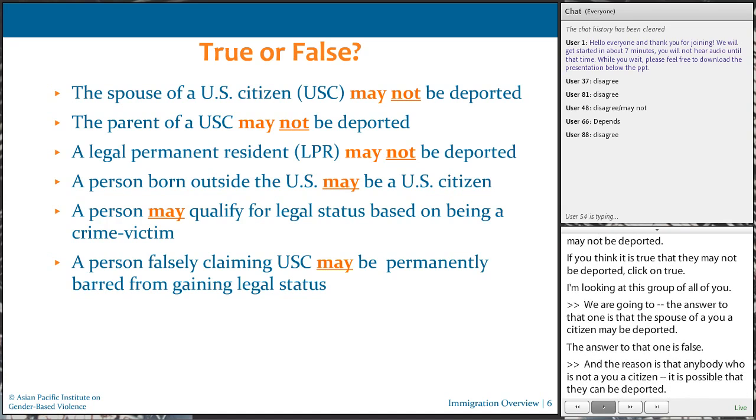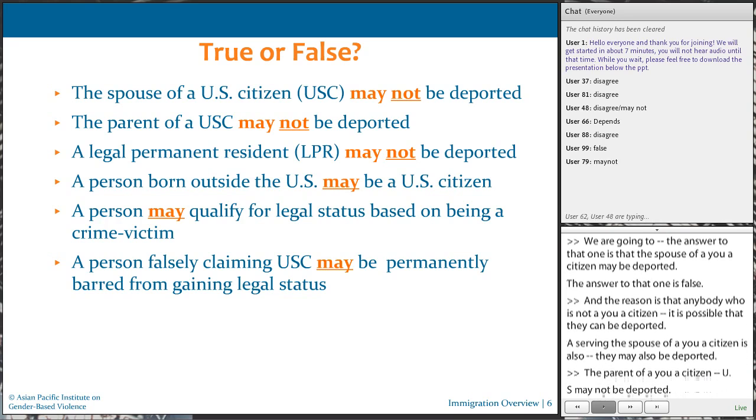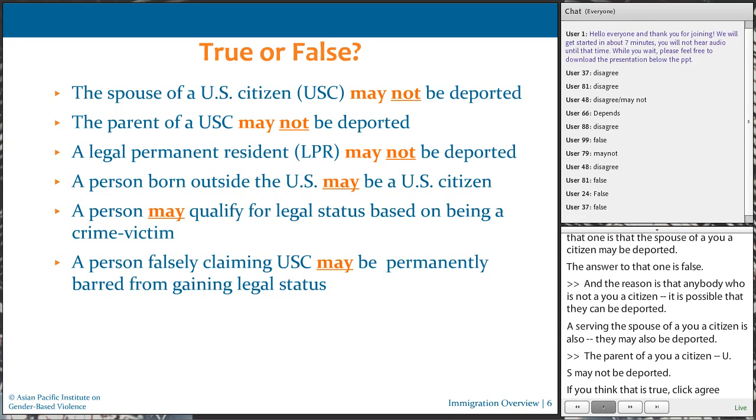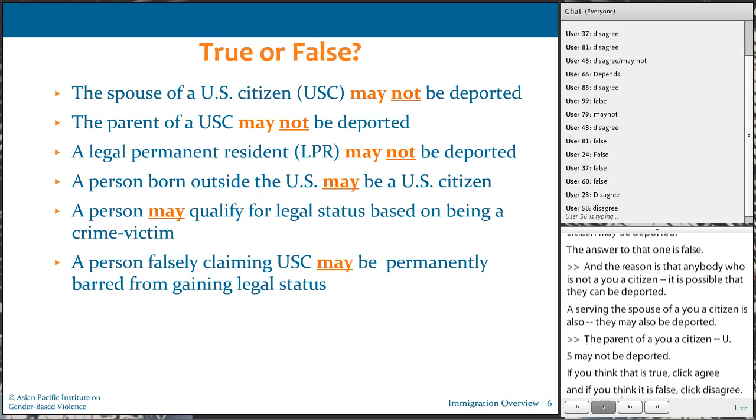Okay, next question. The parent of a U.S. citizen may not be deported. True or false? If you think that's true, click true or agree, and if you think it's false, click disagree. Okay, I think folks have caught that one since I gave the answer earlier. The answer is false. The parent of a USC sometimes may be deported if they are not a U.S. citizen.